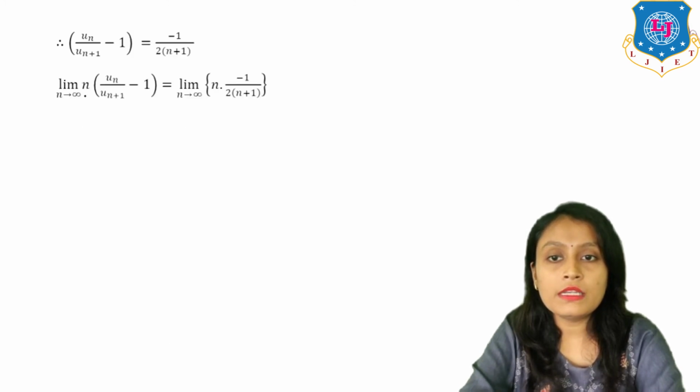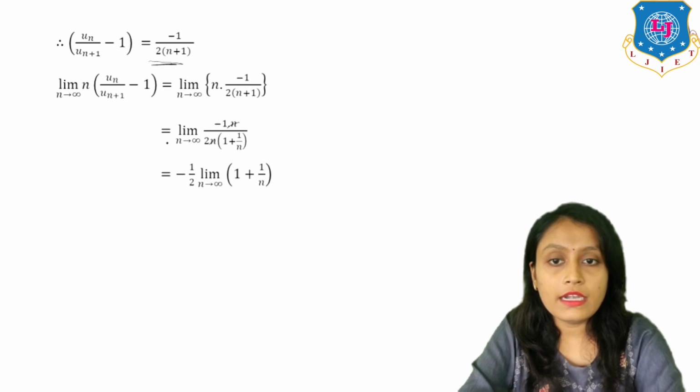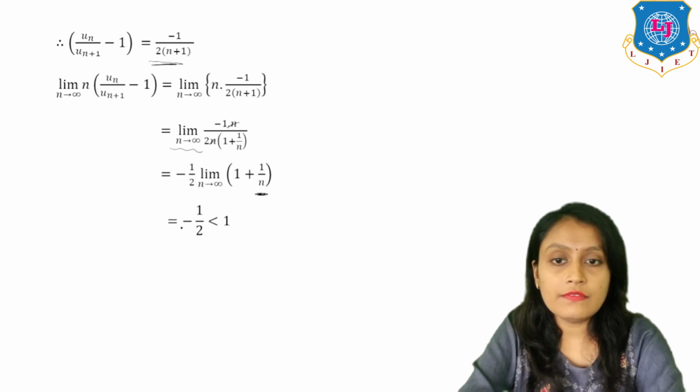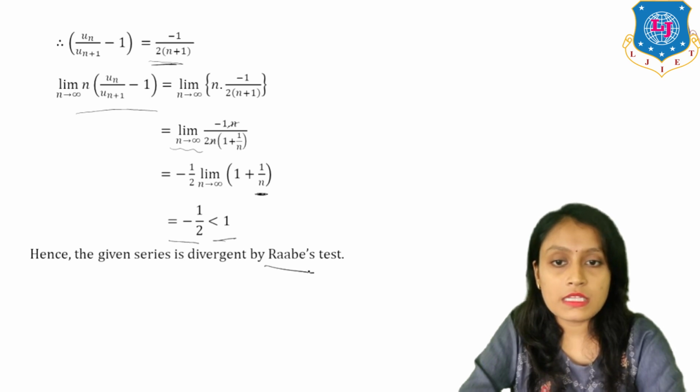Now we multiply it by n and apply the limit. So the limit as n tends to infinity of n into minus 1 upon 2 into n plus 1. Now we take n common from the denominator, so you get this term. The n gets cancelled, and we know the limit as n tends to infinity of 1 upon n is equal to 0. So finally, the limit as n tends to infinity of n into (un upon un plus 1 minus 1) is minus 1 by 2, which is less than 1. So by Raabe's test we can say that the given series is divergent.